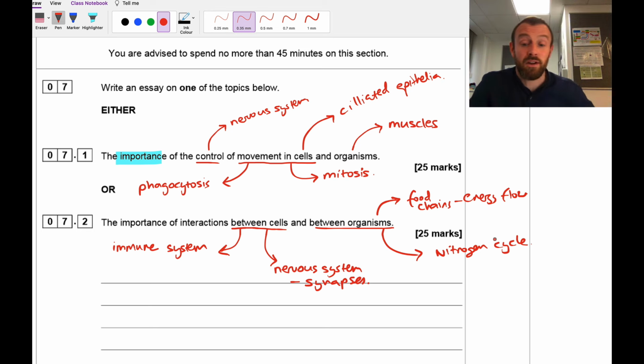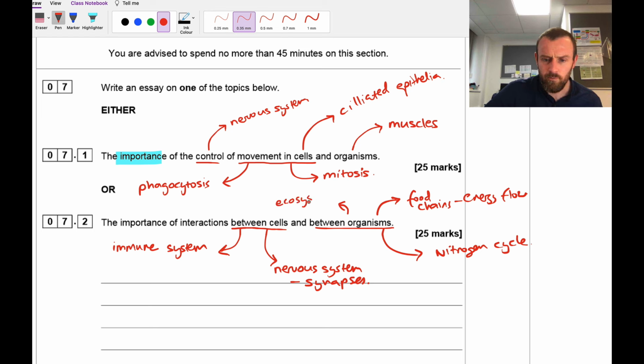Interactions between the organisms and the nitrogen cycle. We could also talk about ecosystems in general and how biodiversity affects the stability of an ecosystem. That has crucial importance for the global ecosystem, the world, being a stable place to live for everyone, humans and animals included.